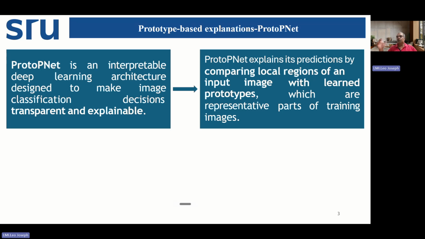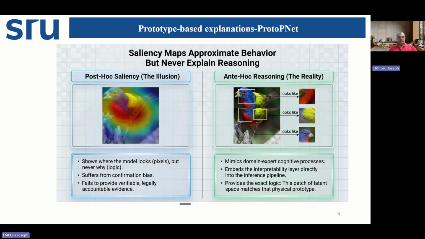And depending on the closeness of the earlier learned objects or parts, we can conclude how close the results are, and that much confident is the score. So this is the theme of the prototype based explanation. Okay. So this is the saliency map.